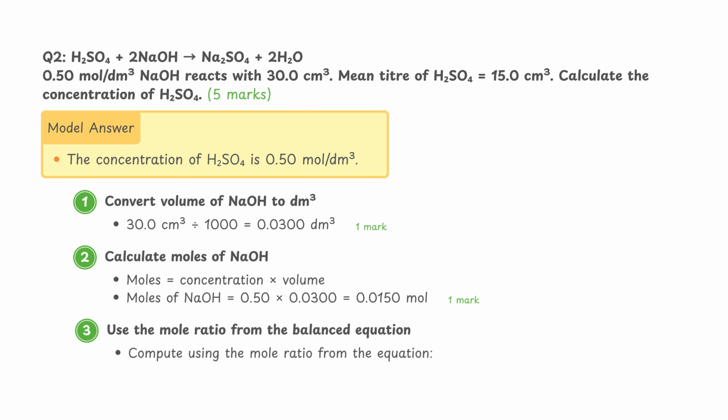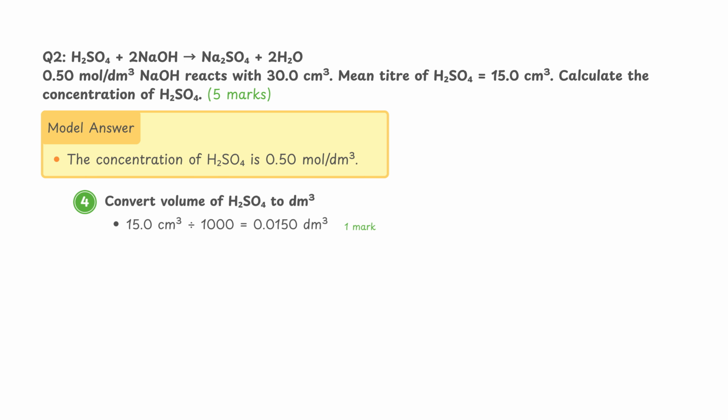Step 3. Use the mole ratio from the balanced equation. From the equation, sulfuric acid to sodium hydroxide is in a 1:2 ratio. This means 2 moles of sodium hydroxide react with 1 mole of sulfuric acid. So moles of sulfuric acid equals 0.0150 divided by 2. This equals 0.00750 moles.